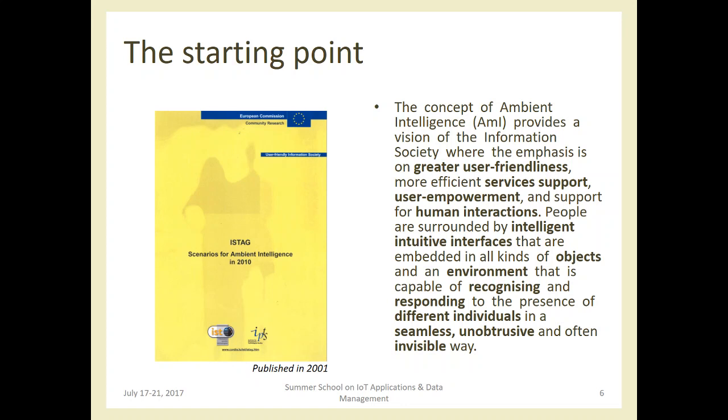let's pick up a definition from this document. In the initial abstract of this document, we have the definition of ambient intelligence that provides the vision of the information society, where, of course we need all the technologies, all the interconnectivity and so on, but the emphasis is on greater user friendliness, more efficient service support, user empowerment, and support for human interactions. You see, it's written from the point of view of the users. So not just technologies, but how the users use them. How the technology is friendly to the user. How the technology empowers the users to do more, or to do better, or to do something with less effort.